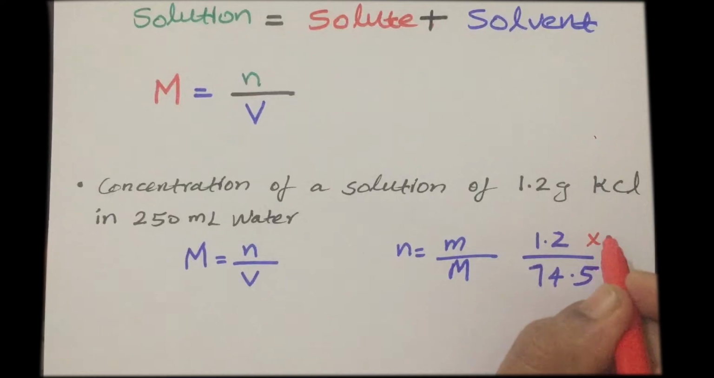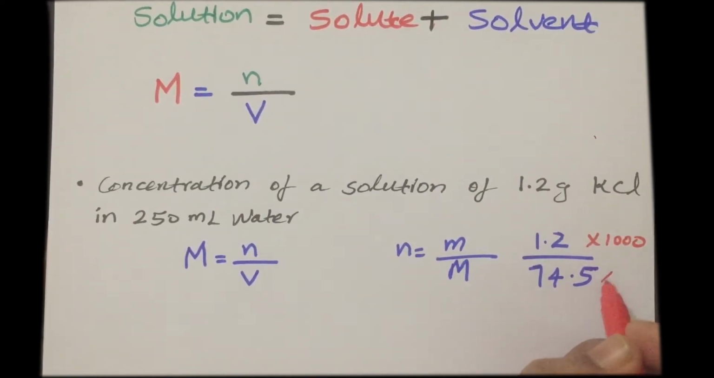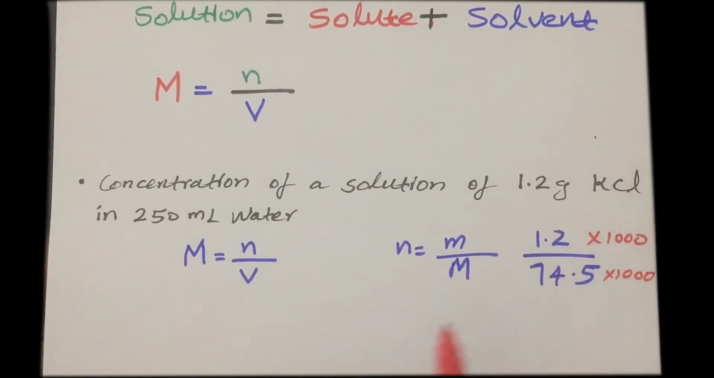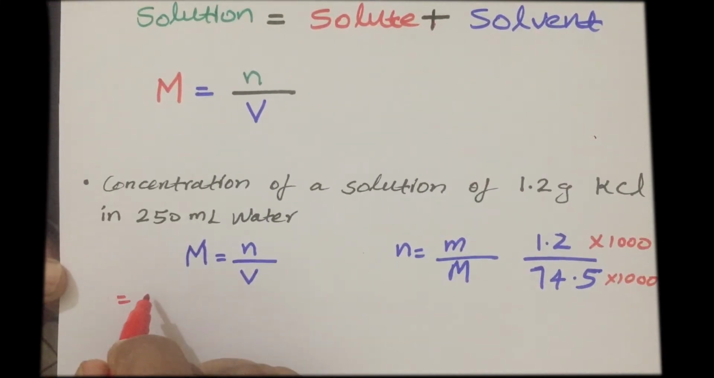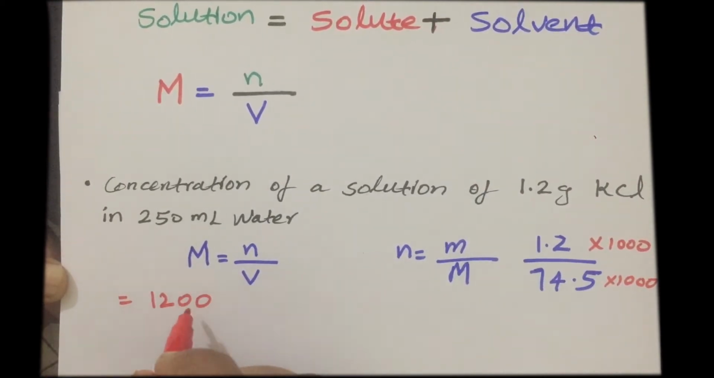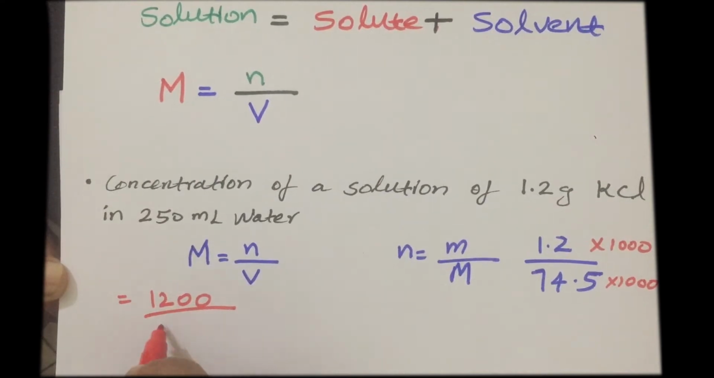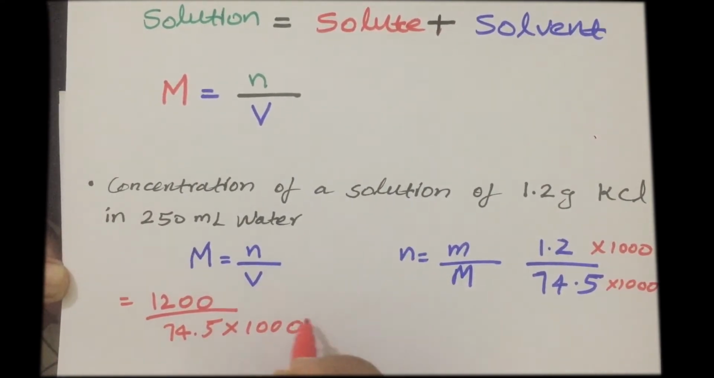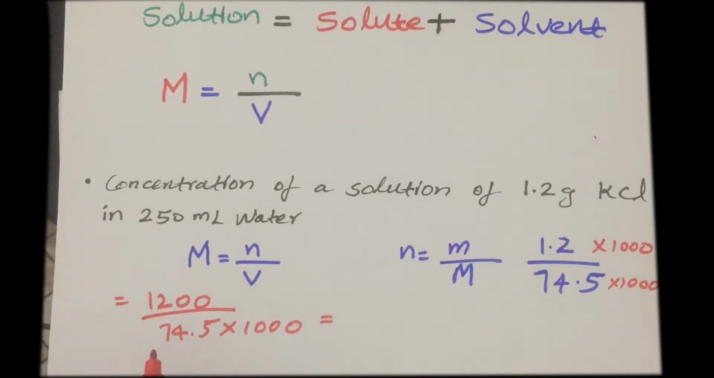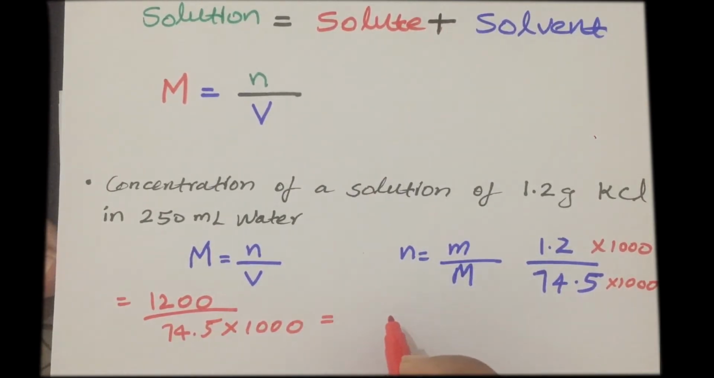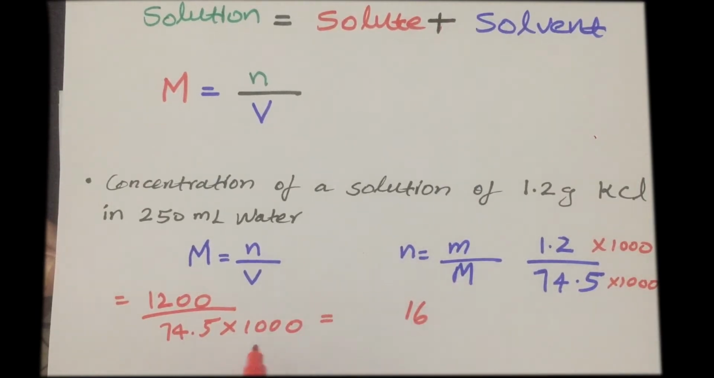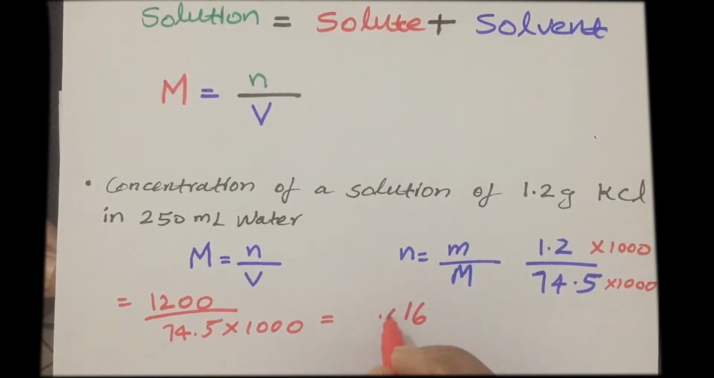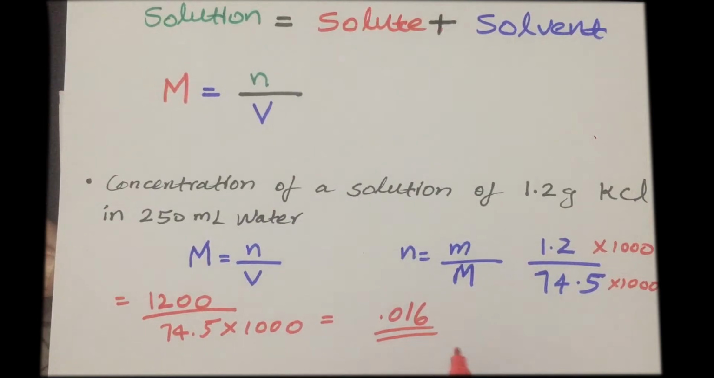Multiply both numerator and denominator by 1000. So it will become 1200 divided by 74.5 into 1000. 1200 divided by 74.5 is approximately 16. 16 divided by 1000 is 0.016. So number of moles of solute is 0.016.